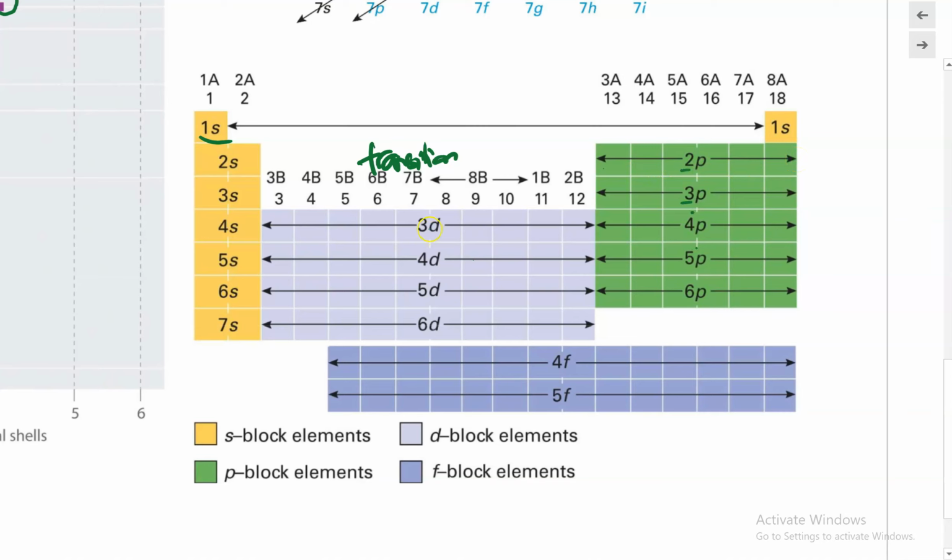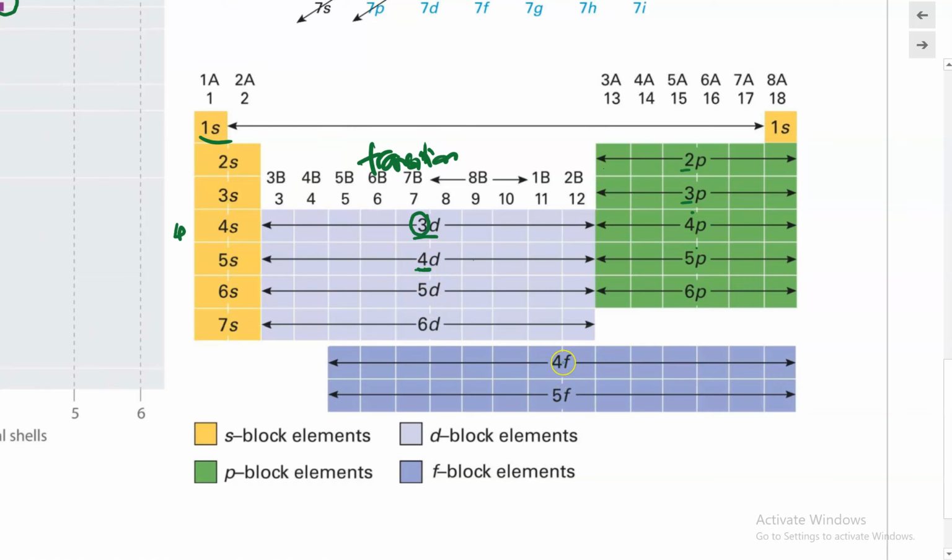Now moving on to the numbering of the D block. The D block is actually one value lower compared to the period number. So in this case, this is the 4th period, but when it comes to this row on the D block, we label it as 3D. And this one, located on the 5th period, is labeled as 4D, and so on.